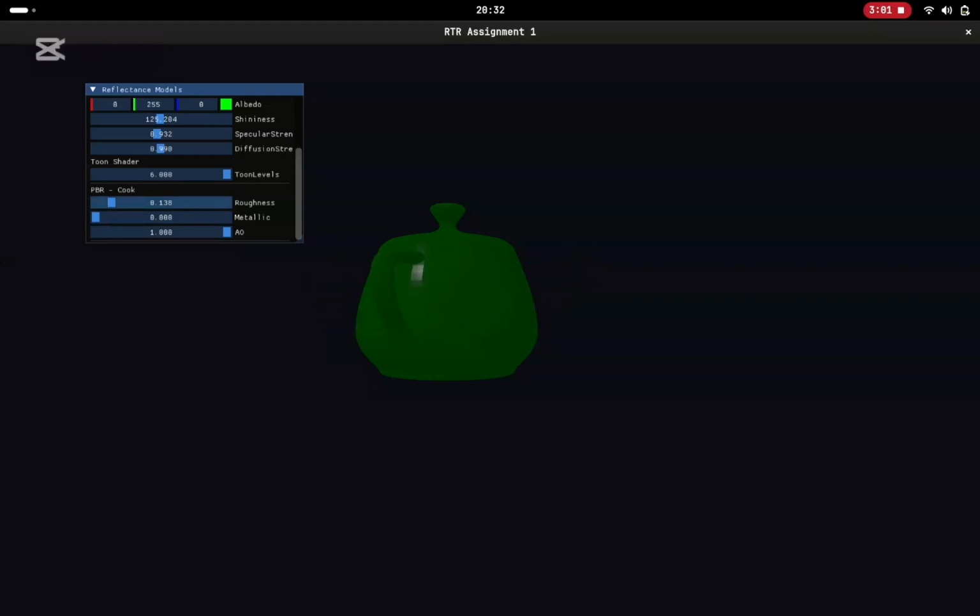These were my three different reflectance models for the assignment.